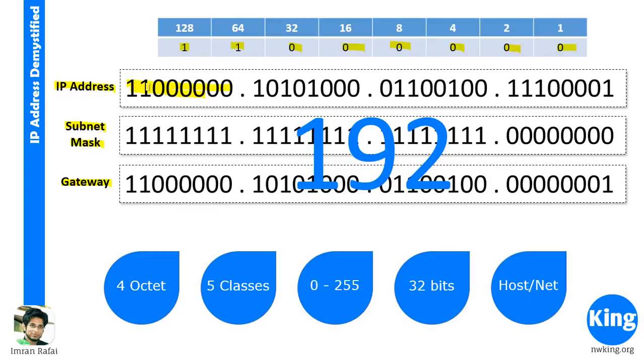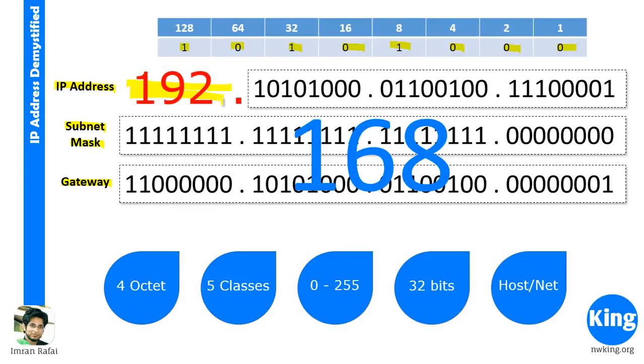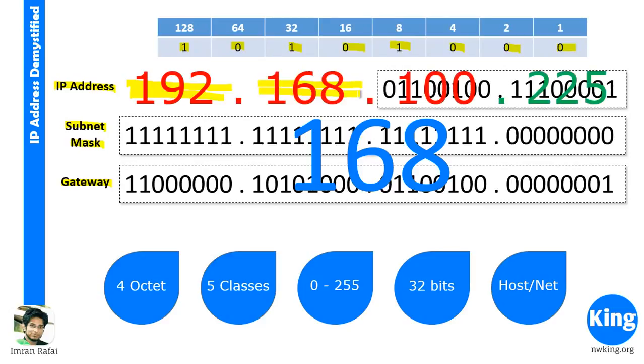So we could replace 11000000 with 192, which is nothing but a decimal representation of that number, and it's a much easier number for us to remember. Similarly, we could convert the next octet, that is 10101000, which is nothing but 128 plus 32 plus 8. So 128 plus 32 plus 8 is 168, and we can represent this octet as 168.